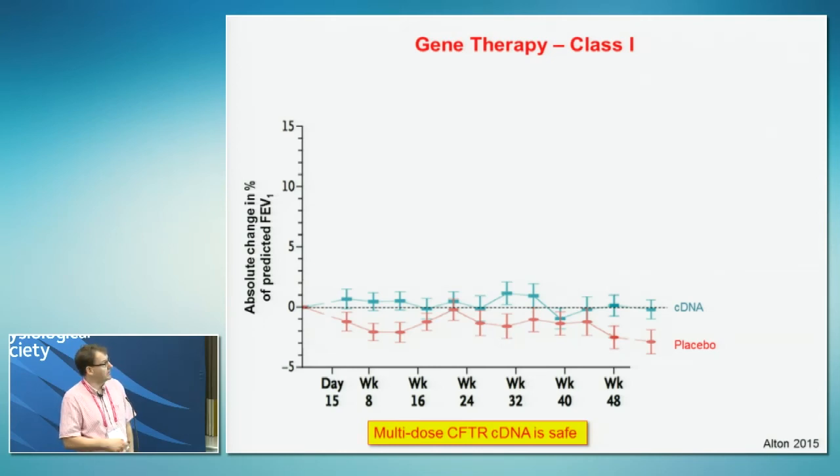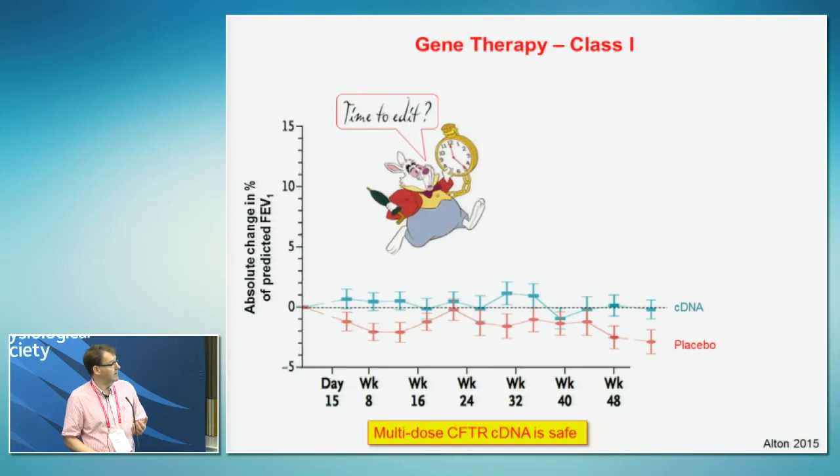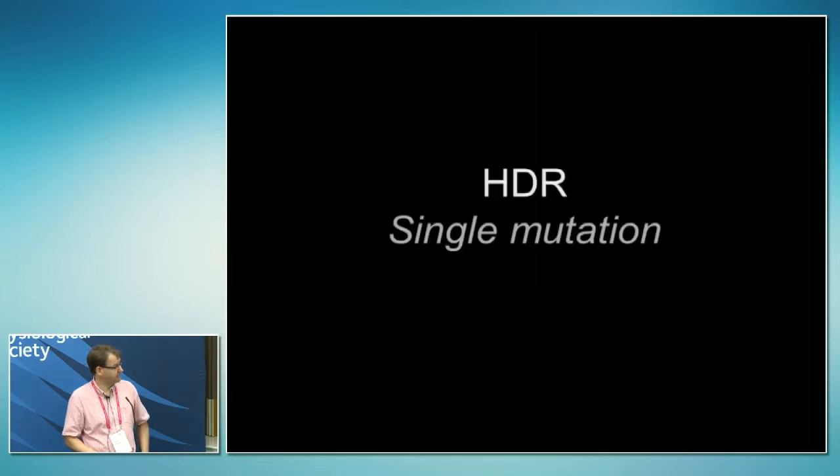The great hope was that gene therapy, cDNA addition, would help these class 1 patients, but this is the data from the most recent trial. This was a multi-dose trial where people got CFTR cDNA every month, and if you can see, the best result is a mild stabilization of disease. Now, the people who did this still aren't fully sure why the gene therapy didn't work, but one possibility is that the cDNA went into the cells and was very rapidly lost. So our question is, is it time to edit?